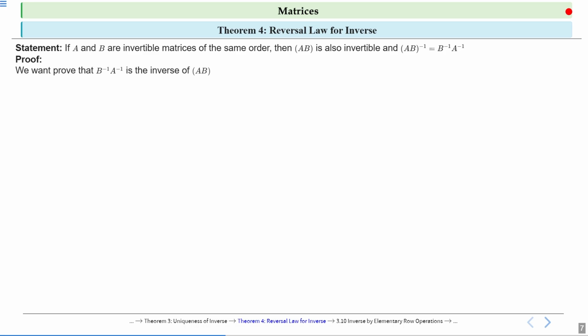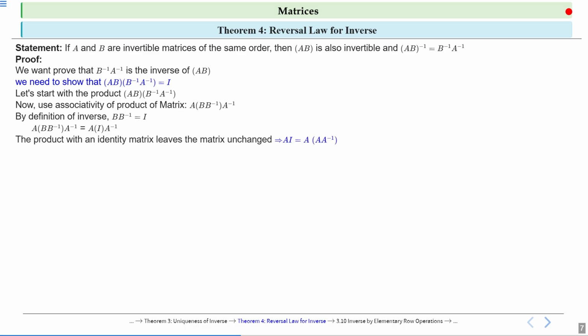We want to prove that B inverse A inverse is the inverse of AB. We need to show that AB into B inverse A inverse is equal to I. Now let's start with the product AB into B inverse A inverse. We can use associativity of matrix multiplication.